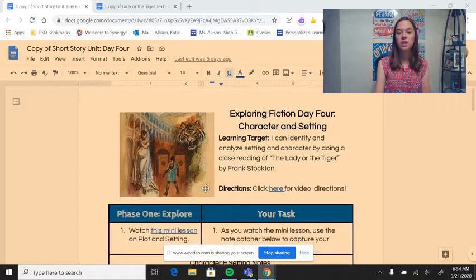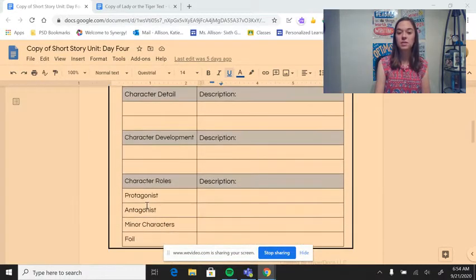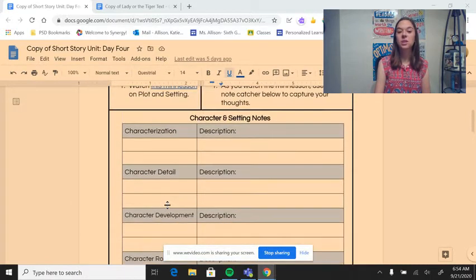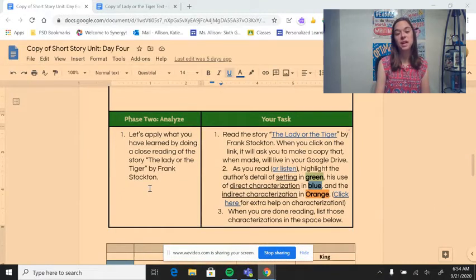So here in your activity, you had a couple different things. First, you had a mini lesson where we were looking at different types of characterization. This is really going to help us start to break down who is in our story and understand why they are so important to that story. So you took some notes here. And then down here, you were asked to do a couple of different tasks while you were reading. We were looking at characterization as well as setting.